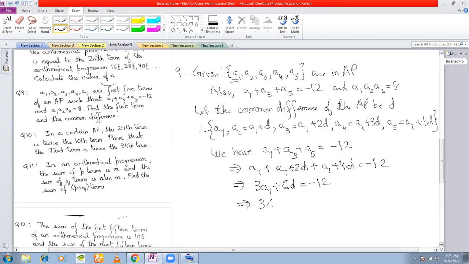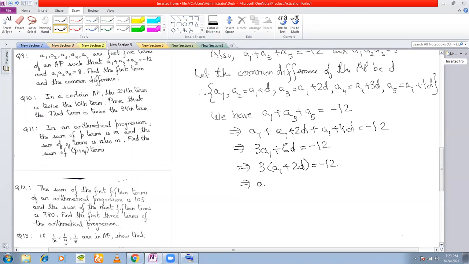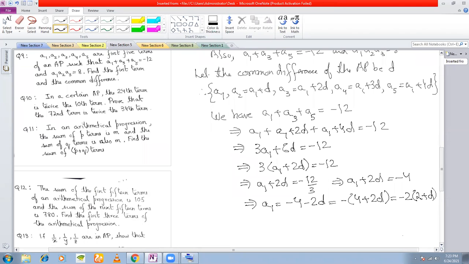So now we can take 3 common. We get A1 plus 2D is equal to minus 12 by 3. That means we are getting A1 plus 2D is equal to minus 4, right? So now what is A1 here? A1 is minus 4 minus 2D, right? Let us write this as minus of 4 plus 2D. Or better still, now you can take 2 out also. You can write minus 2 times 2 plus D, right? This way you can write.